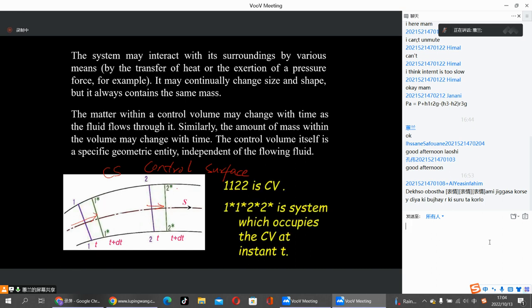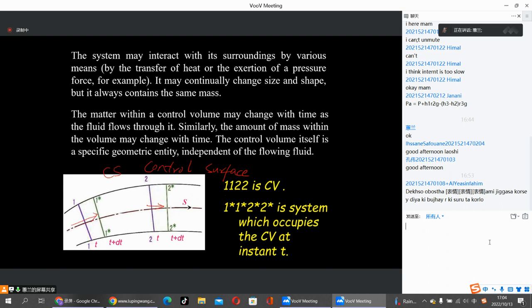Okay, so from this flow, it's very obvious that for a system, a collection of fluid particles, the mass of the system is always conserved because the system always consists of the same particles. There will be no mass transfer through the system boundary, but the boundary of the system may change with time.